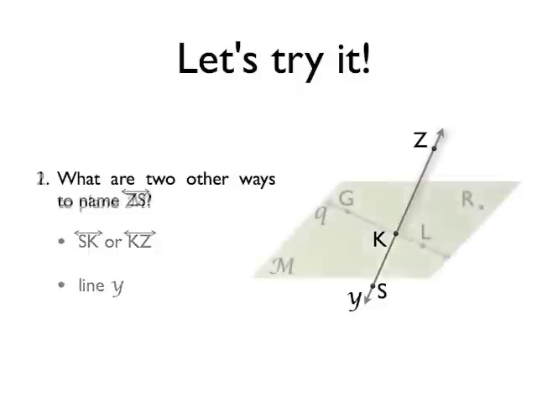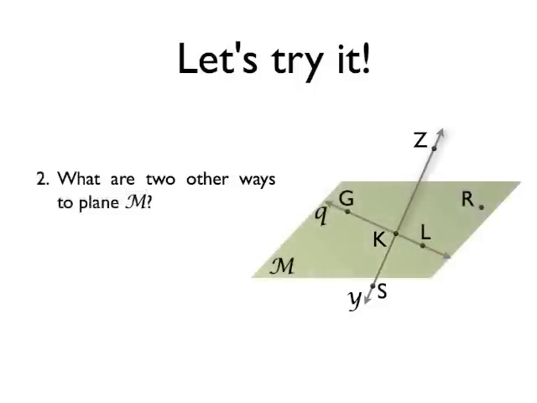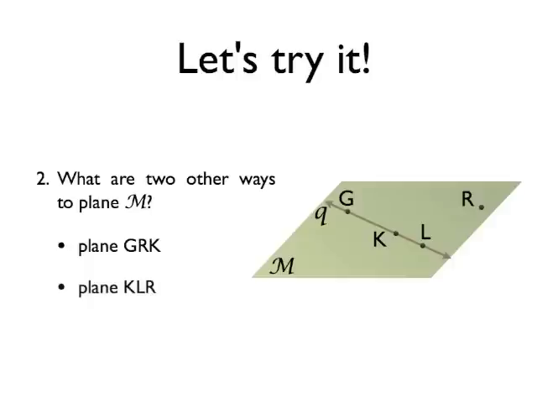Here's another question. What are two other ways to name plane M? Notice the M in the lower left-hand corner. Well, let's get rid of everything in this figure that isn't in plane M, so let's say goodbye to line SZ. And now we can name plane M with three non-collinear points. So plane GRK and plane KLR are two possibilities. There are others as well.